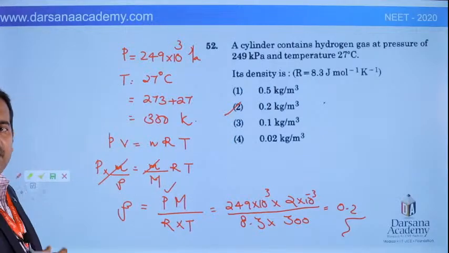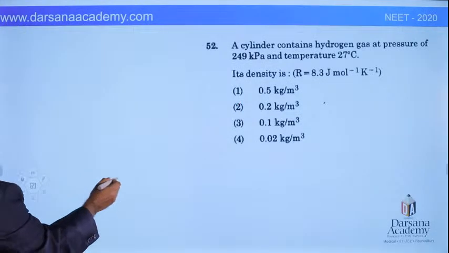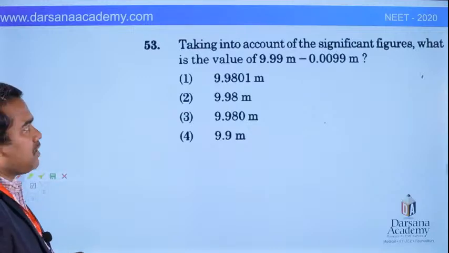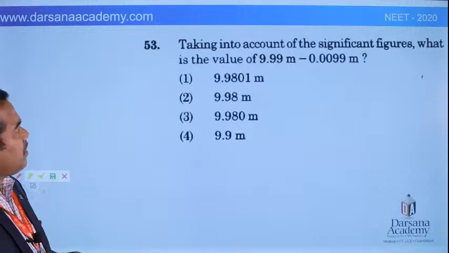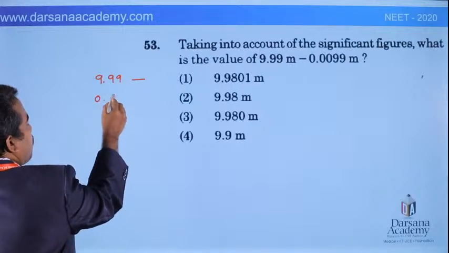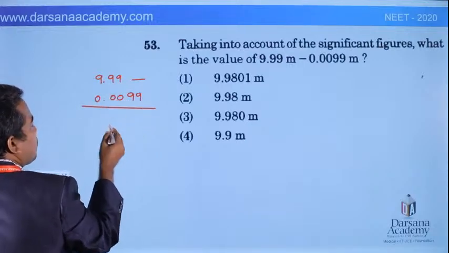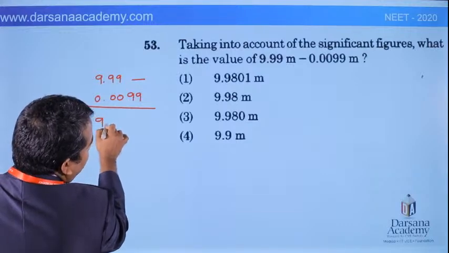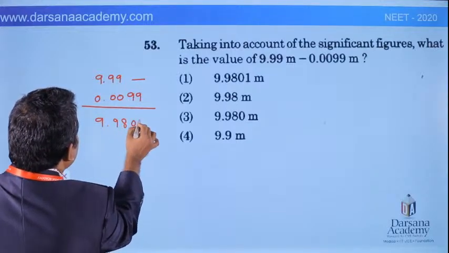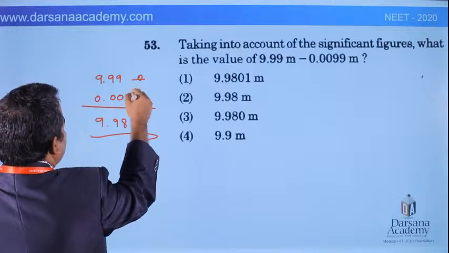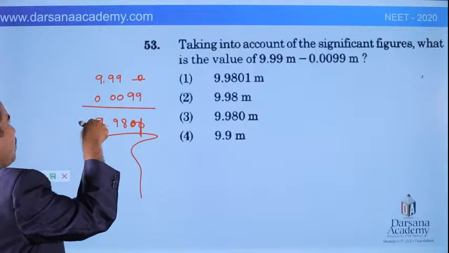A good question. And see the next question. Yes, 53, a simple question from units and dimensions and measurements. Taking into account the significant figures, what is the value of 9.99 minus 0.0099? On subtracting, you get the answer as 9.9801, that is 9.9801.